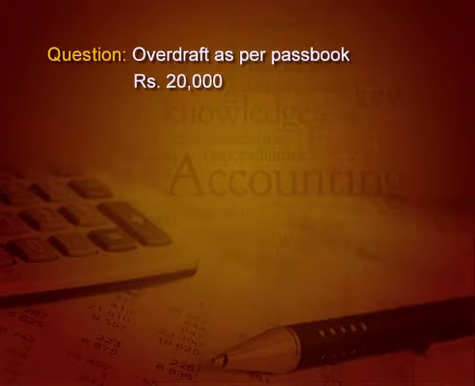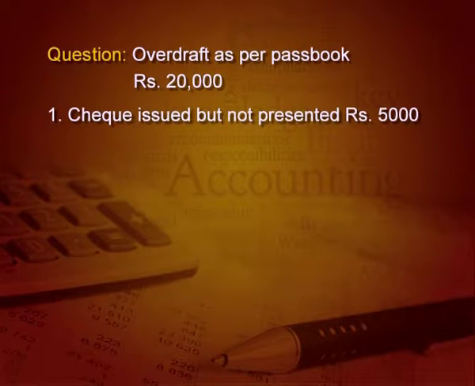Again, as the logics are same, that is increase will be written in the minus column and decrease will be written in the positive column. So, let us move on straight away to a question to understand these points. So, the question is, we start with overdraft as per passbook now 20,000.